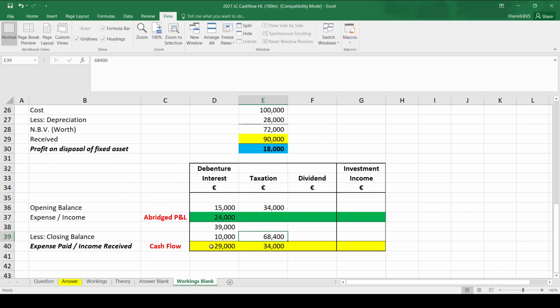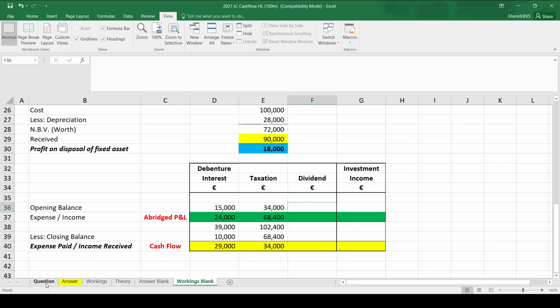Sometimes you might be given the income or expense. If you're given this, you should be able to work out the paid or received. If you're given the paid or received, you should be able to work out the income or expense. So to work backwards here, some figure less 68,400 gives me 34. If I add these two figures, it will give me 102,400. And 34 plus some figure gives me 102,400. So that must be the difference, 68,400. And that is my charge for the year.